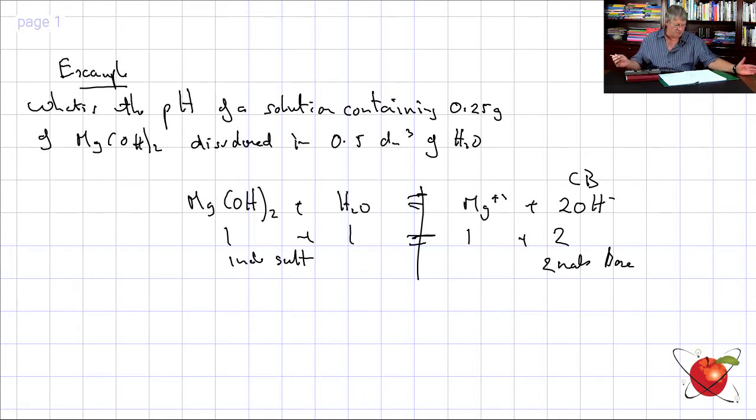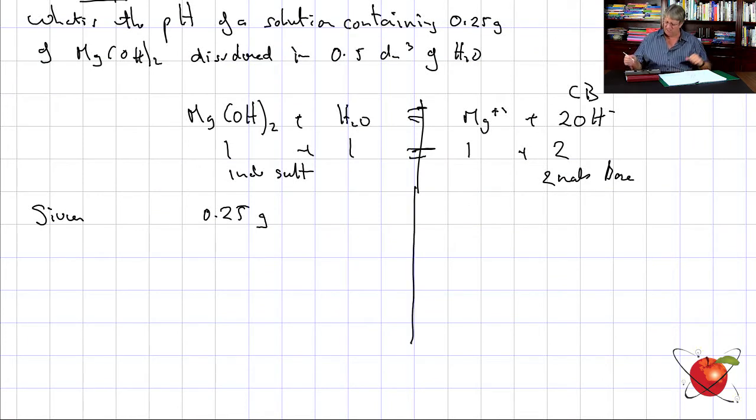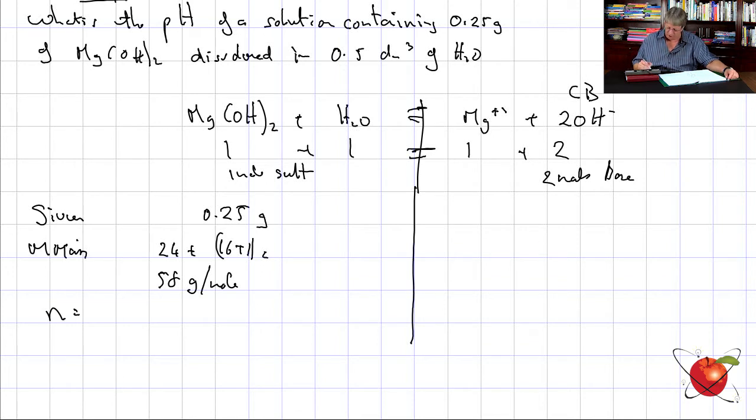Let's now say, what are we given? We always said, given first. They've told us 0.25 grams. And they've told us a volume, but we'll get to that. Where do we head for first? We always head for number of moles, don't we? That's where we're after, the number of moles. So we need molar mass. Sorry, I wrote that as molar. It's molar mass. And the molar mass is 24 plus 16 plus 1 times 2 is 58 grams for every mole. Therefore, number of moles is equal to mass over molar mass, 0.25 over 58, which is going to be 4.310 times 10 to the minus 3.